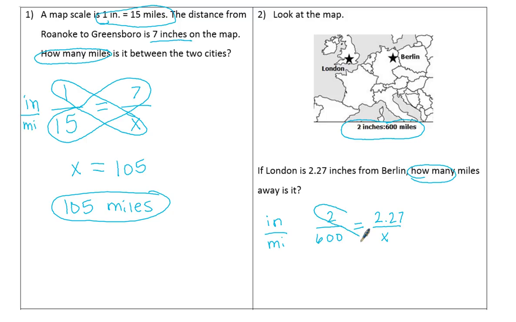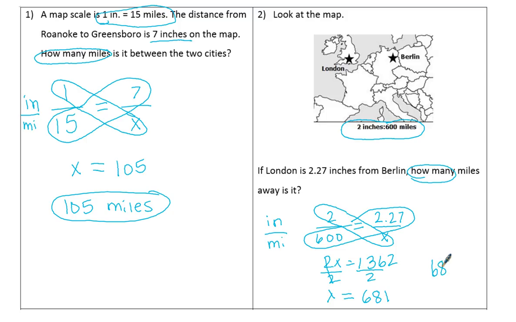We go ahead and we cross multiply to solve this. 2x equals 600 times 2.27. It's going to get us 1,362. We divide by 2 on both sides to get x alone, and that gets us that x equals 681. And that's going to be 681 miles once we put our label on it. So that's how far away London and Berlin would be according to the scale factor on this map.